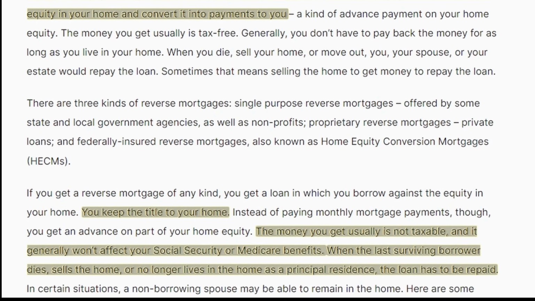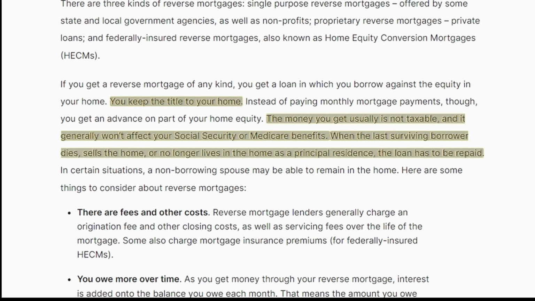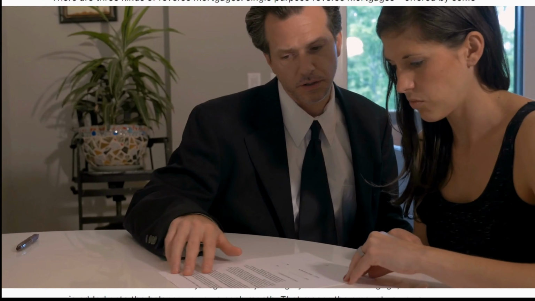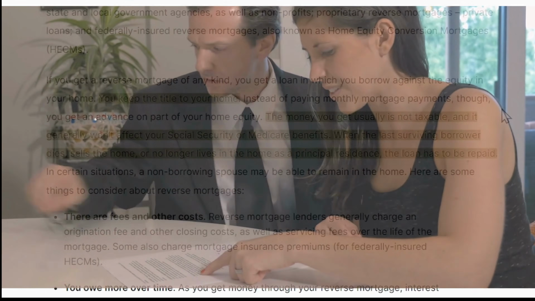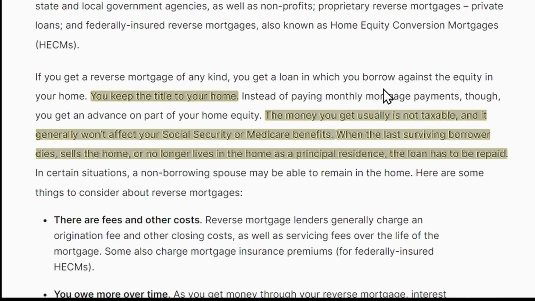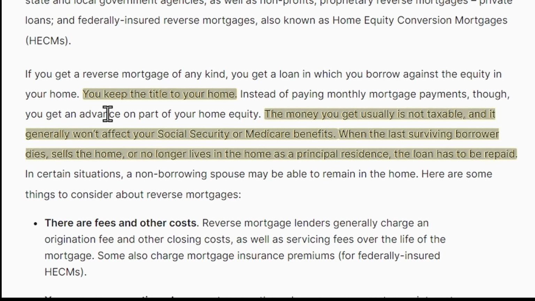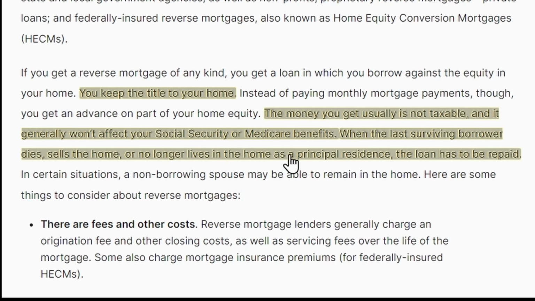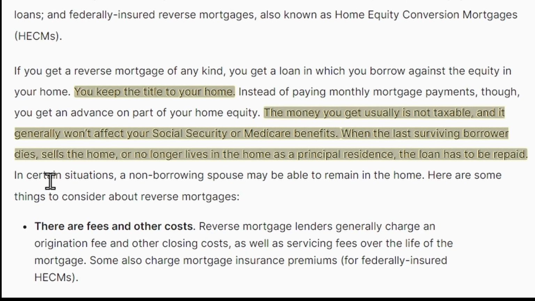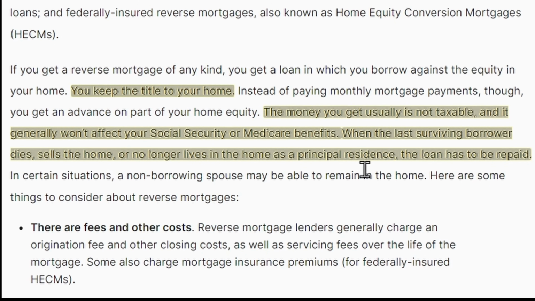Okay? The one thing I want to explain to everybody, and I even have attorneys questioning this sometimes. I used to have a radio show in Chicago, and I had an attorney on there, and he's like, well, why would my client want to do a reverse mortgage when they have to deed the house to the bank? Well, I got some great news for you. If you get a reverse mortgage of any kind, you get a loan which you borrow against the equity in your home. You keep the title to your home. The money you get usually is not taxable, and it generally won't affect your Social Security or Medicare benefits. When the last surviving borrower dies, sells the house, or no longer lives in the house as a principal residence, the loan must be repaid.